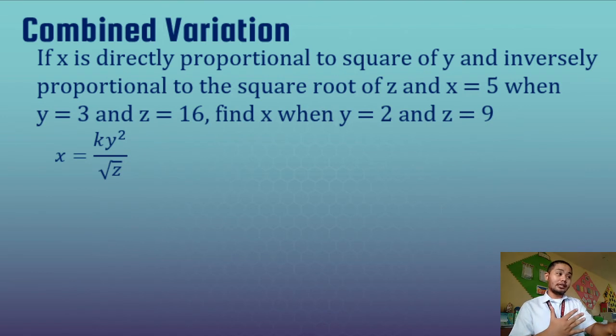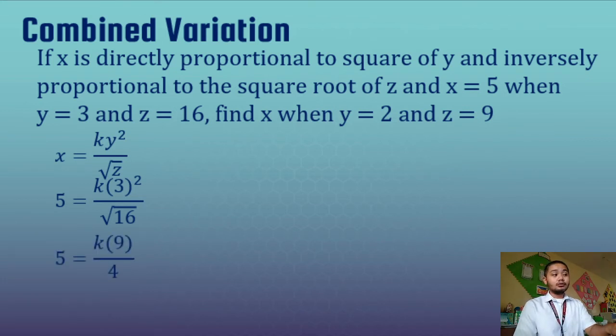Next, may equation na tayo, i-identify na natin yung constant of variation. Ang sabi dito, X is equal to 5 when Y is equal to 3 and Z is equal to 16. So yung X, palitan ng 5, yung Y, palitan ng 3, yung Z, palitan ng 16. Ayan siya. Solve natin yan. Yung numerator sa right side, that would be k times 9. Yung denominator naman sa right side, that would be 4. So for us, wala na tayong malulowest term sa right side.